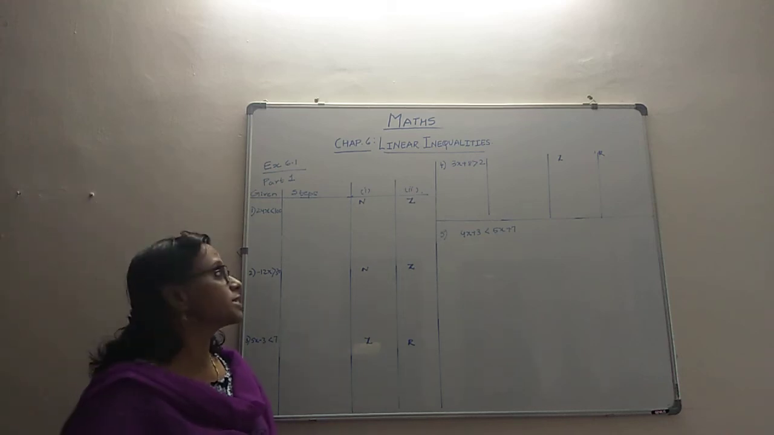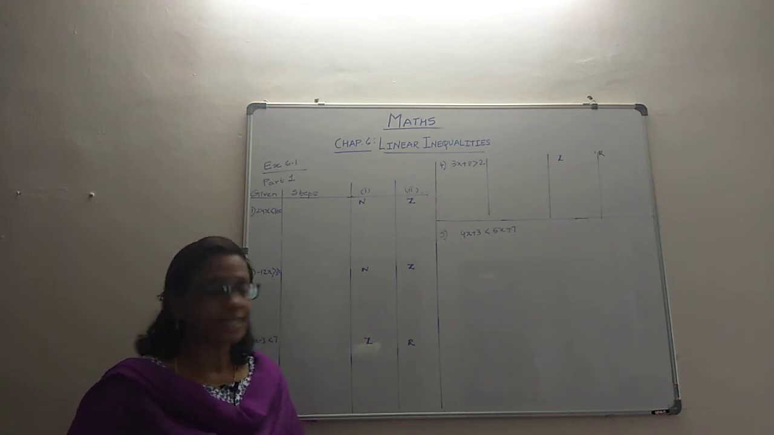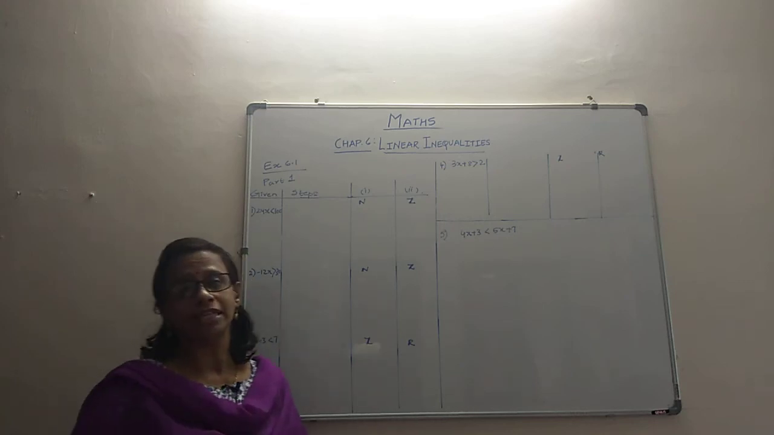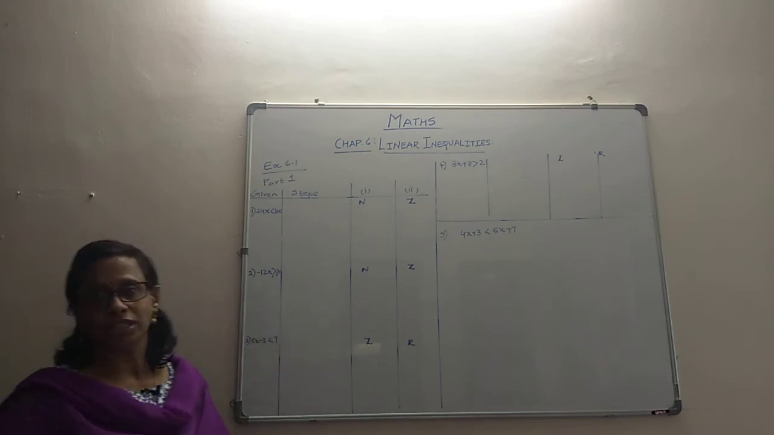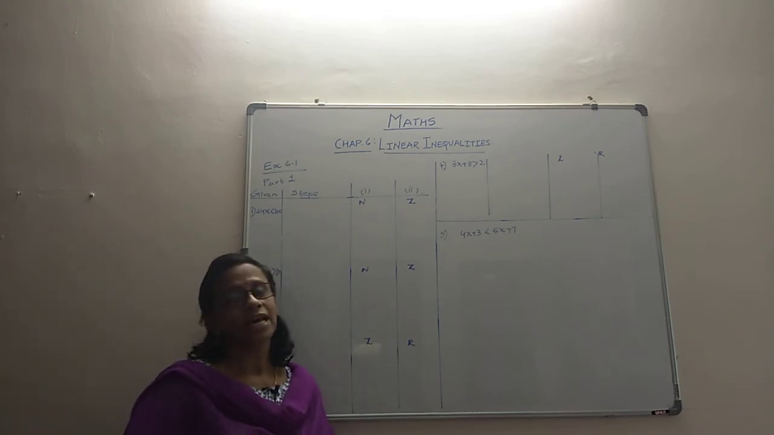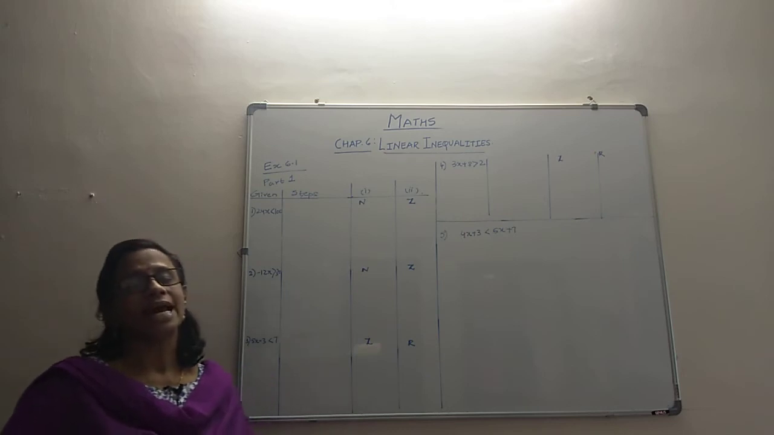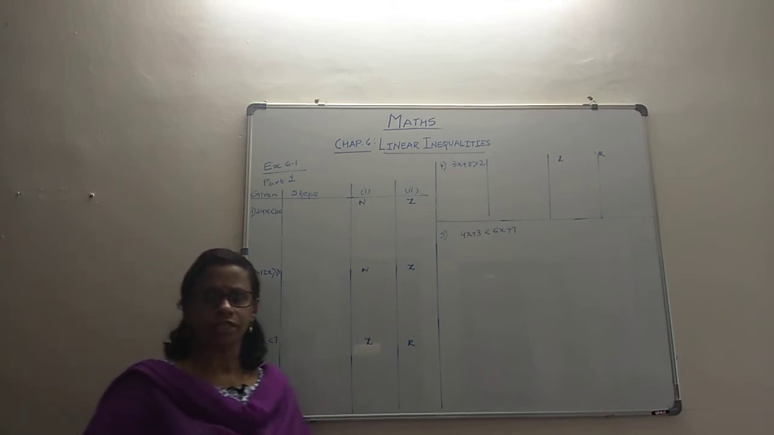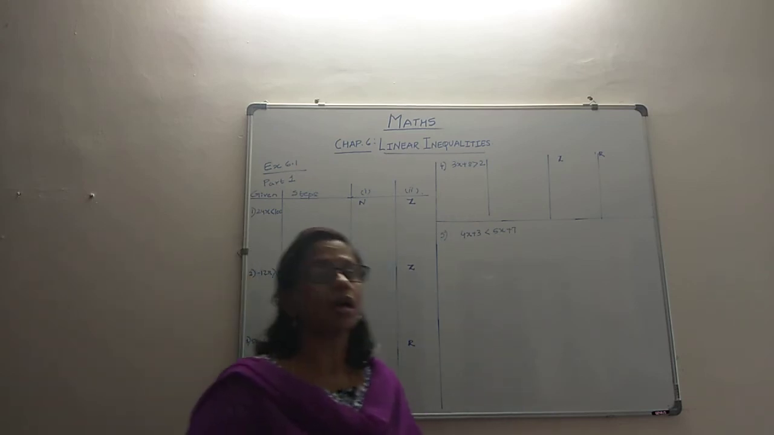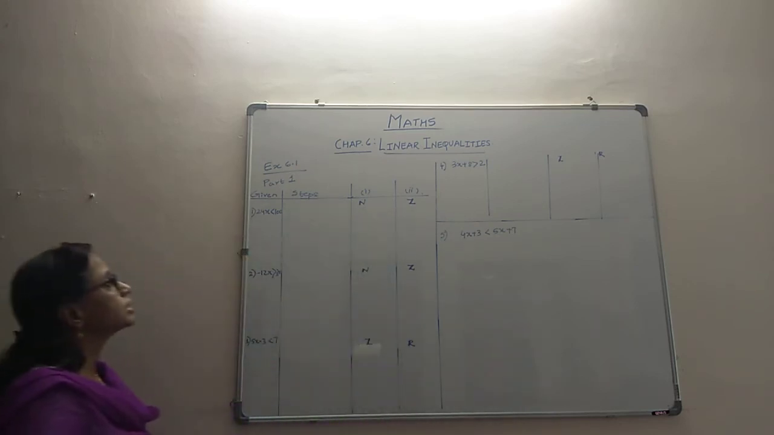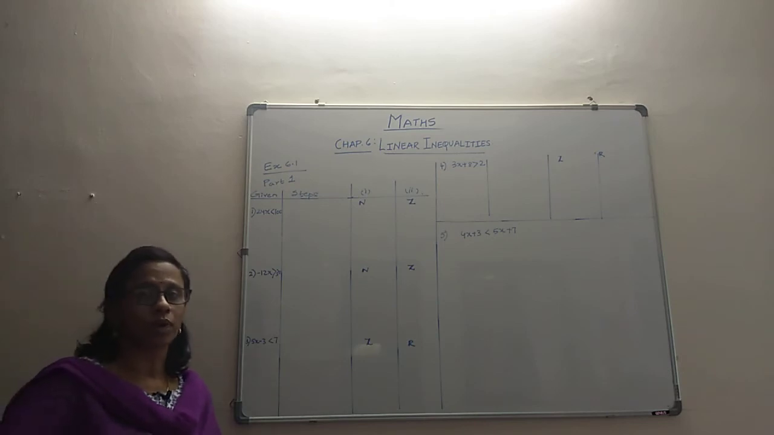Hello folks, we start with chapter 6, which is linear inequalities. Here we will be dealing with inequations. Earlier we have seen equations, now we will be seeing inequations, how to solve them and what all solutions will come. All those things we will be seeing in this chapter. So right away we will start with exercise 6.1, it's a part 1 video.